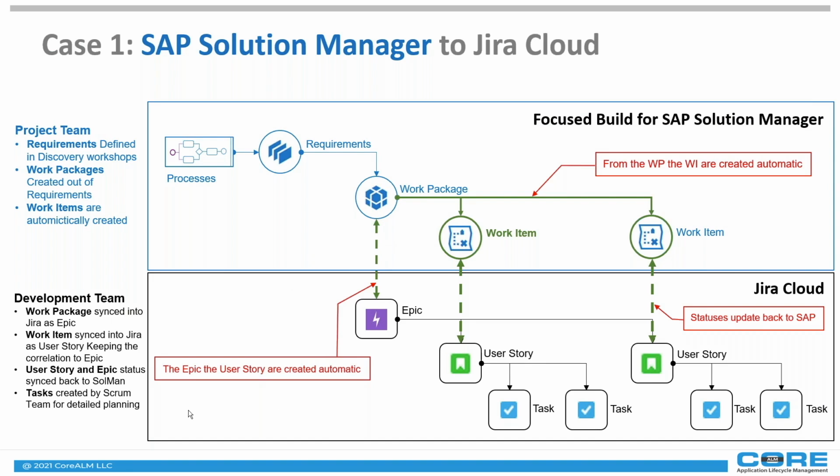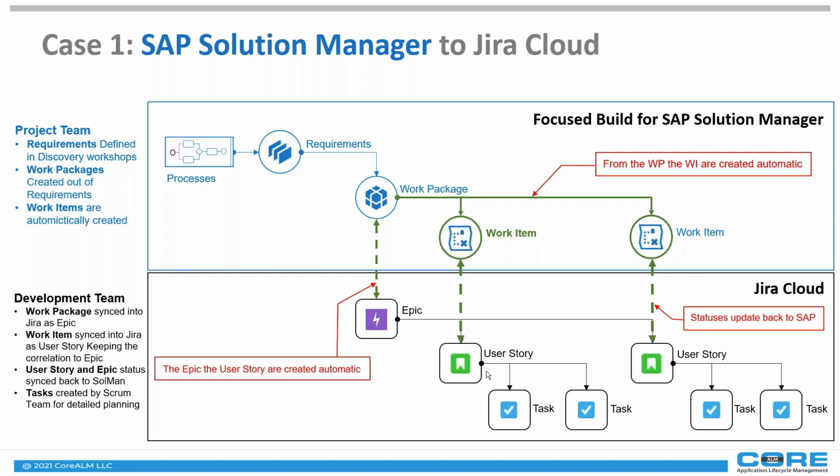You could have a use case where the epic or the user stories are created automatically after you create a requirement. The work package and the work item are created automatically from SAP Solution Manager after you map a Solution Manager project and a Jira project. At this point, it creates an epic, and then it creates a user story directly in here. And all of the statuses are updated back to SAP.